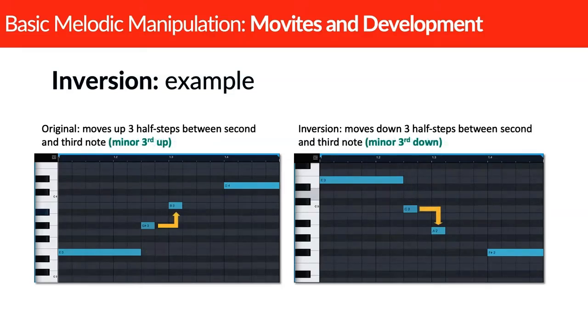Next step, the original moves up 3 half steps from that second pitch to the third one. So in the inversion, we're going to move down 3 half steps between the second and third notes. In other words, we go a minor third up in the original, so the inversion needs to go a minor third down. All right, let's keep going.